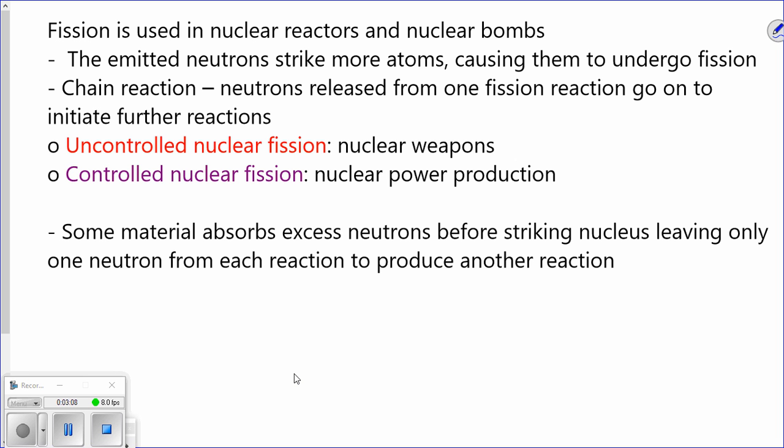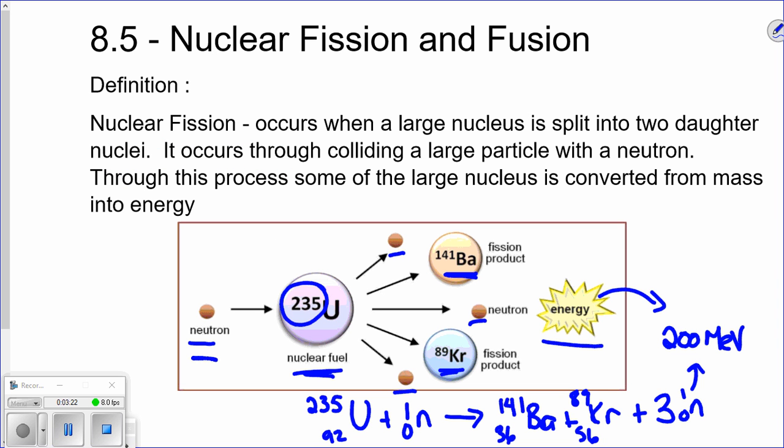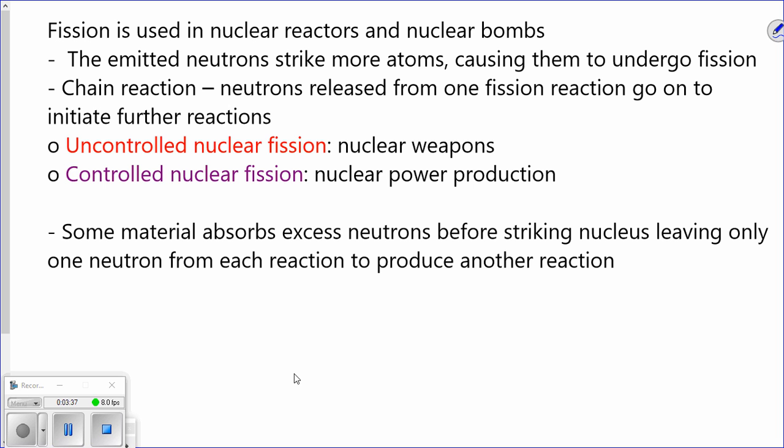Fission is the reaction that's used in nuclear reactors and nuclear bombs. Now, one is a controlled version of the reaction and one is an uncontrolled version of the reaction. Since it takes a neutron to get the reaction going, and it creates neutrons after, the neutrons that are products can then interact again with a new uranium atom and continue the process. That's what I mean when I say the emitted neutrons strike more atoms, causing them to undergo fission. So it's a big chain reaction. You're using up a neutron and you're creating three in each fission reaction.